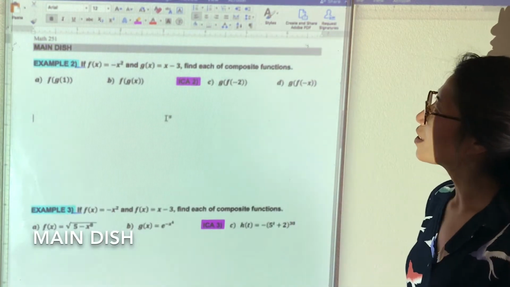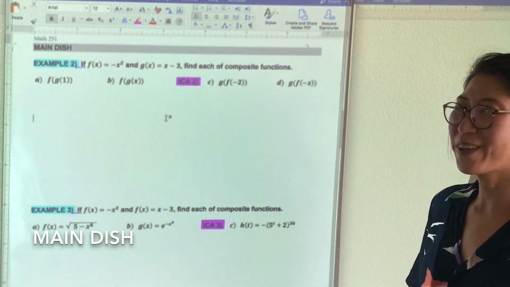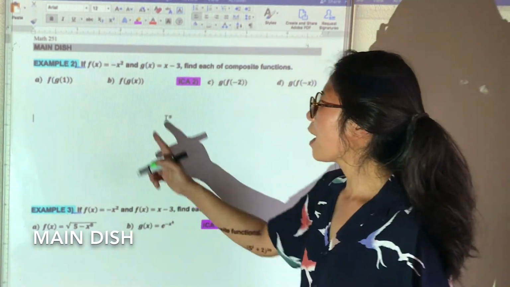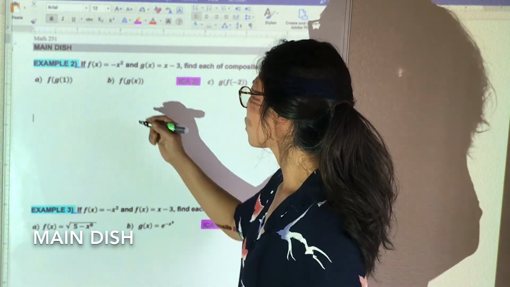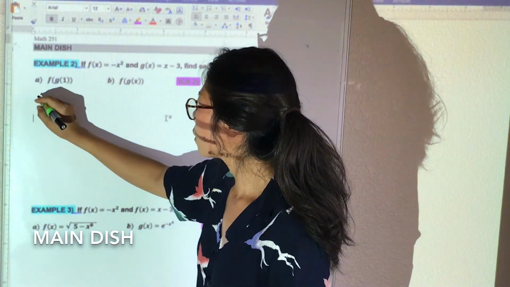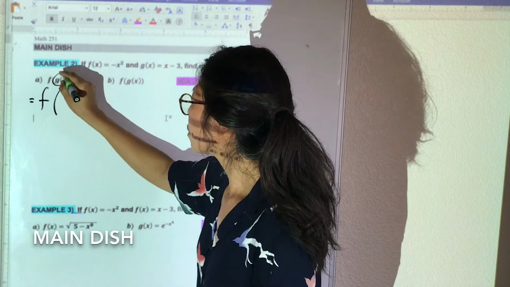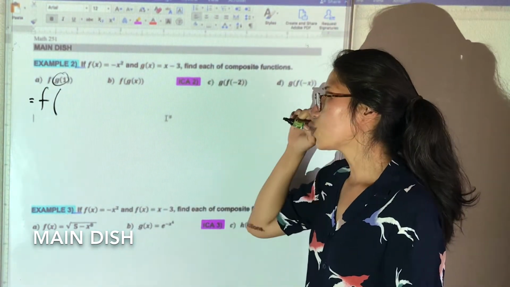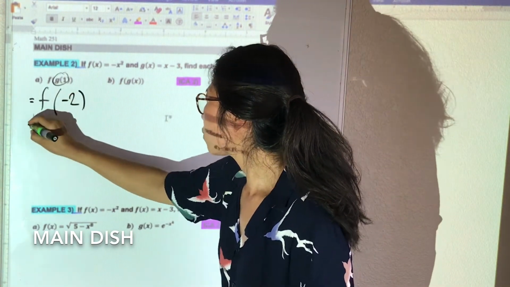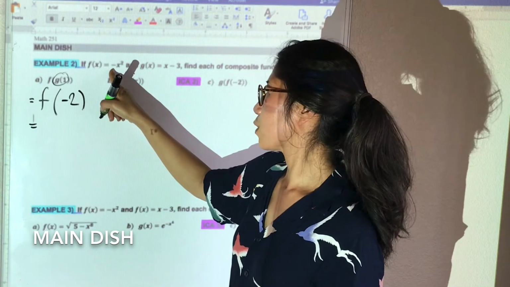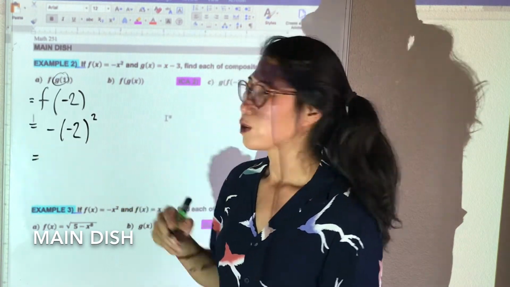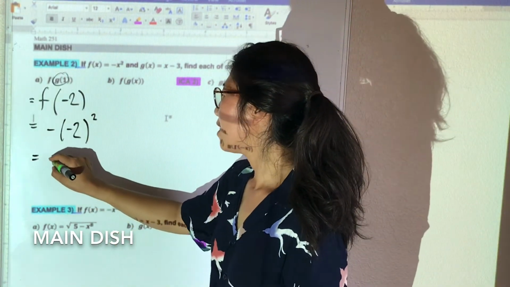Okay class, let's start the main dish part of 1.3. We are going to review composite functions. The f function is given as negative x squared and the g function is x minus 3. So let's compute what this composite function will give me. Let's work carefully on the inside, g of 1. When I plug in 1, that gives me 1 minus 3, negative 2, and this value we will plug back into the f function. The f function says whatever it has, square it and take the negative. So my answer will be negative 4.